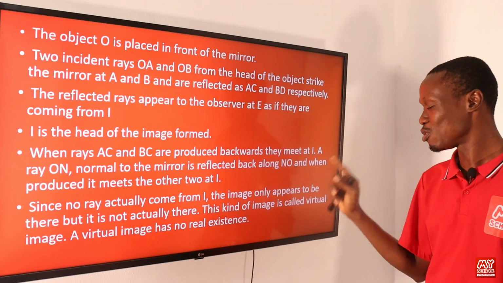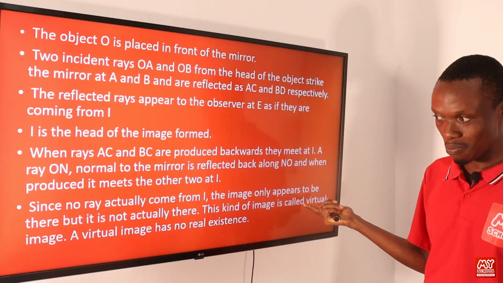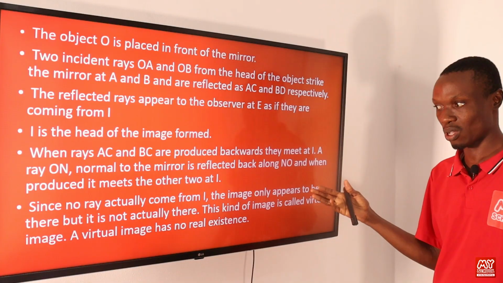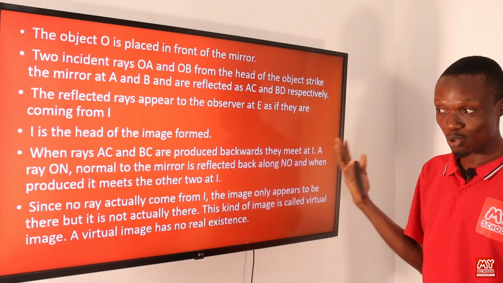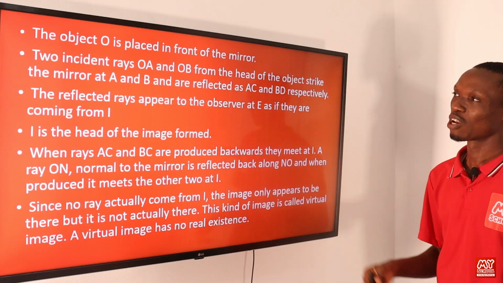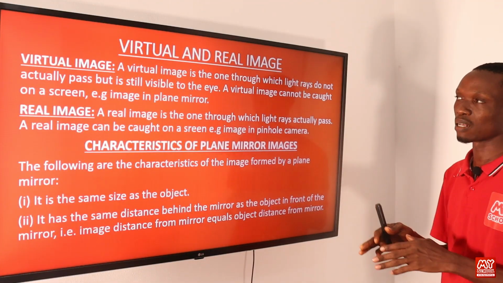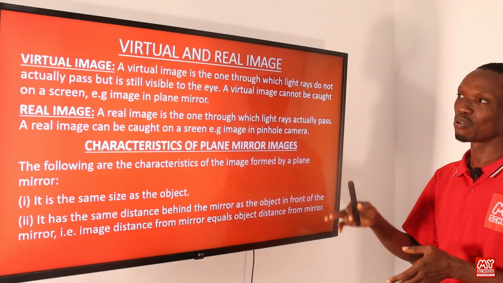So this kind of image is called a virtual image. A virtual image has no real existence. Even though it can be seen, it has no real existence. So let's move to the next slide. On the next slide, we are going to be talking about virtual image and real image.